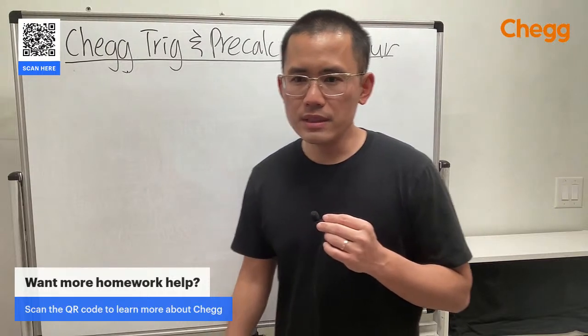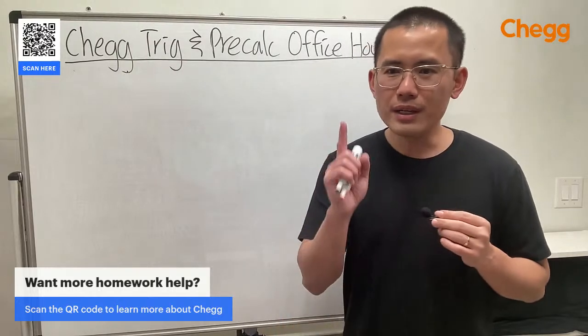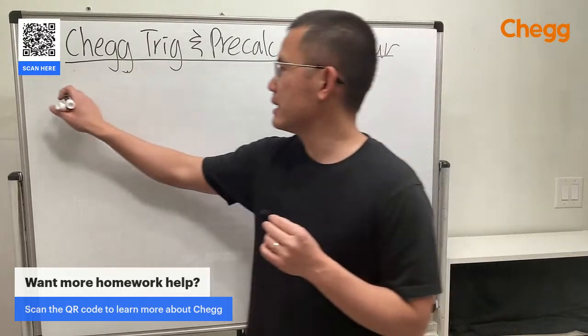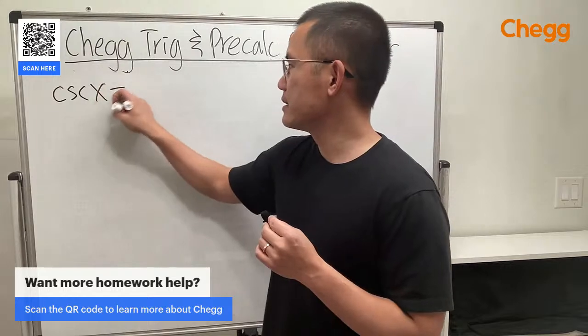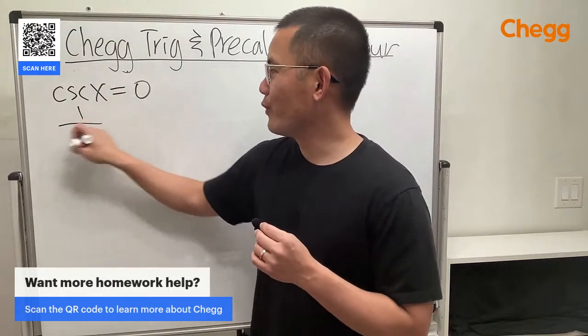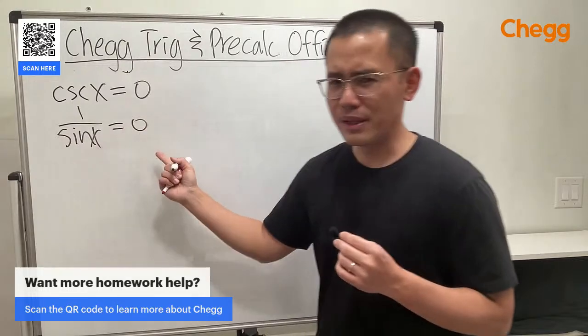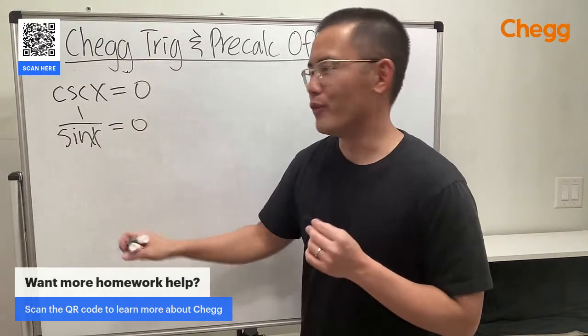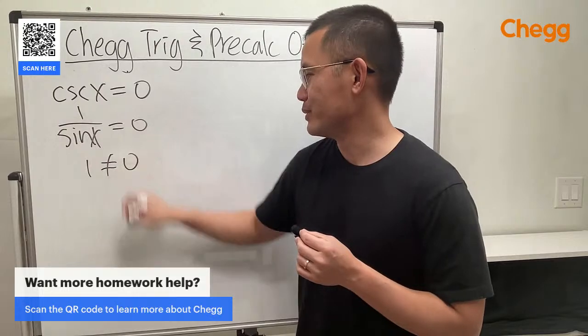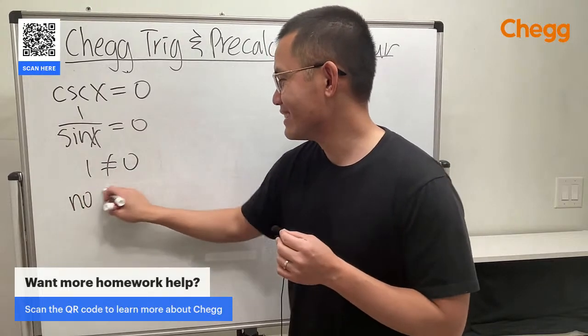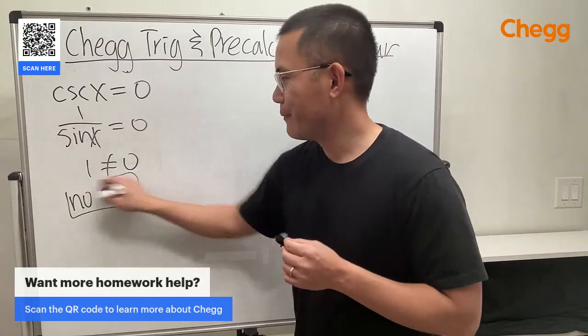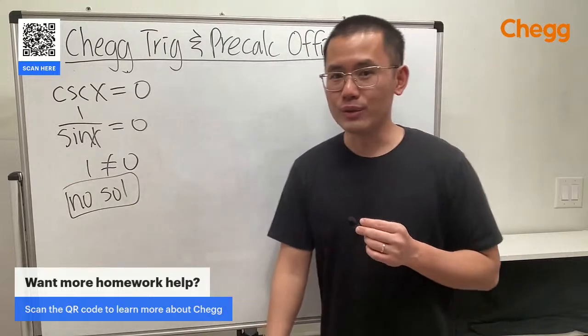Okay. So cosecant will do the same. You are correct. If you are trying to solve cosecant x is equal to 0, you get 1 over sine x is equal to 0. If you multiply this to both sides, game over. 1 is not equal to 0. So no solution. Not even in the complex world.